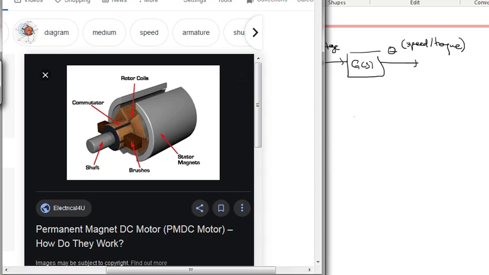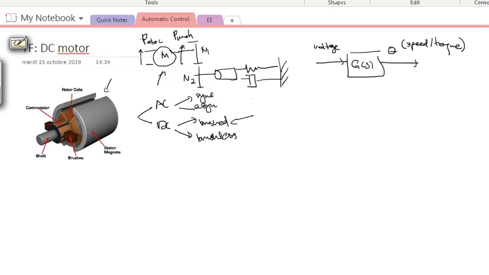If we go back to our whiteboard, it can be modeled in two parts. There is an electrical model and there is a mechanical model as well. So let's start with the electrical model.